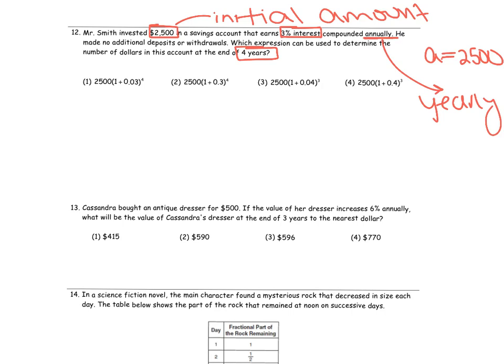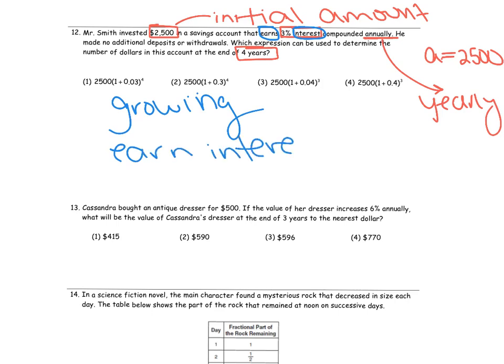However, when something is earning money, it's earning interest, that means the account is growing. So when you see you earn interest, that's good. When you earn interest, the account is growing. So you are thinking of that growth and decay.